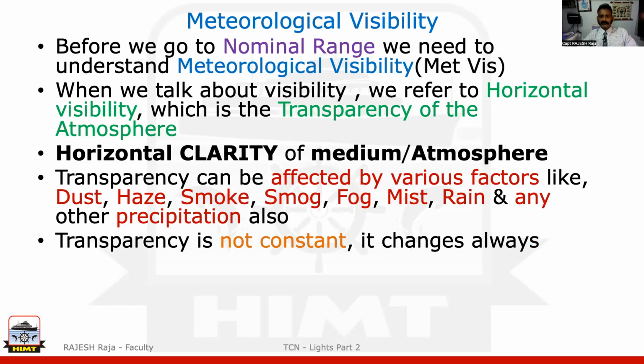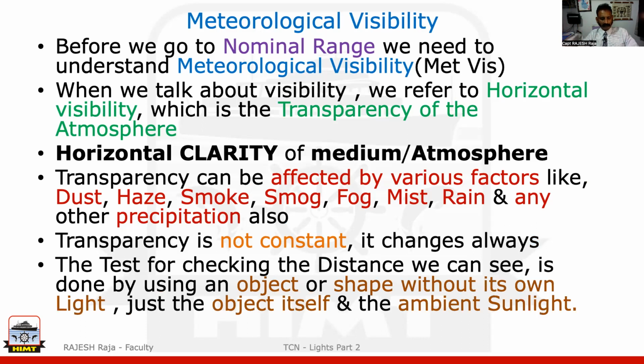Now, this transparency is never constant. It keeps changing every minute, basically. So even if the same person is standing on a horizon and sees 360 degrees, this transparency is not constant along your azimuth also. It is not constant.